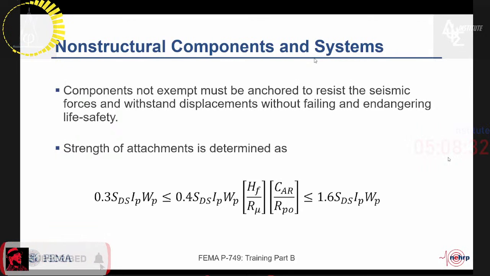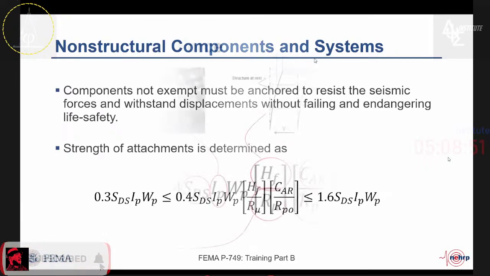Components that are not exempt are required to be designed for the formula that you see here. This is a new formula introduced in ASCE 7-22. It is similar to, but somewhat more complex than the formula we've been using since the 97 Uniform Building Code.